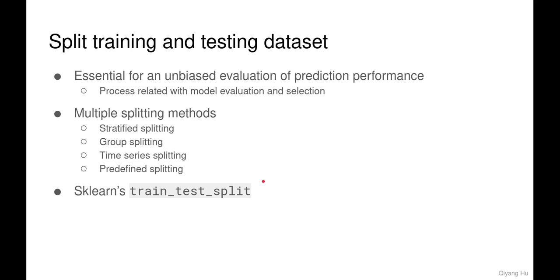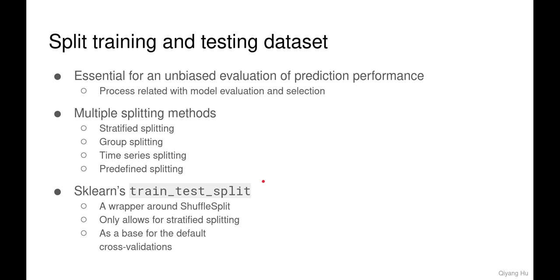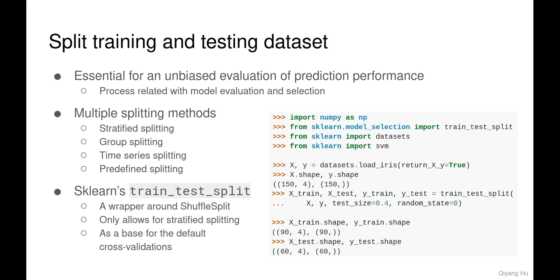That's the common case, and Scikit-Learn provides a very handy function called train_test_split. It is a wrapper around shuffle split, and it only allows stratified-style random splitting, with no group splitting or time series splitting in this case. It is also the basis for the default cross-validation. Here, I use a pretty simple example to show how to use train_test_split.